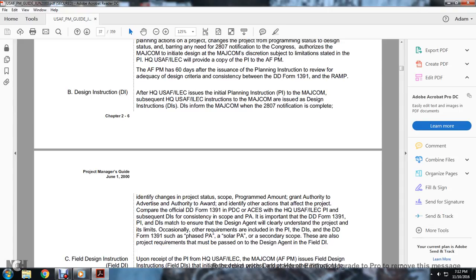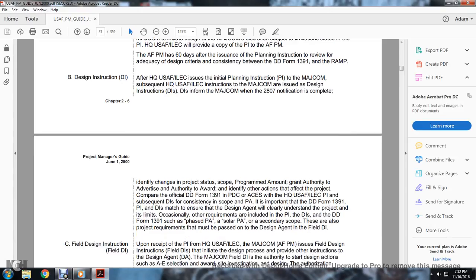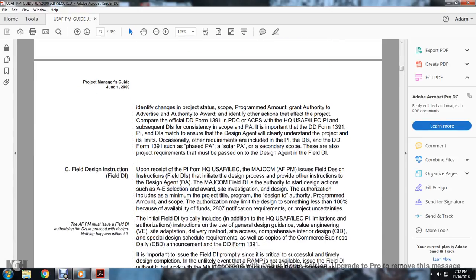The program instruction and the design instructions ensure the design agent clearly understands the project with its limitations. Occasionally, other requirements are included in the program instruction, the design instruction, or the Department of Defense 1391, such as the phase PA or solar PA. Secondary scopes of these are also project requirements that must be passed to the design agent in the field design instruction.